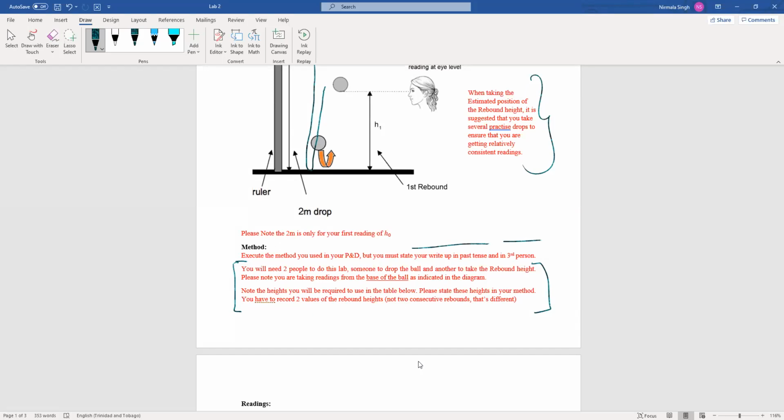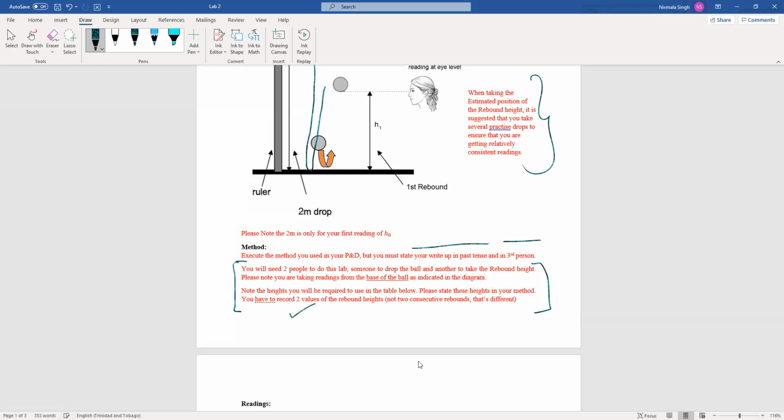So you will need 2 people to do this lab: someone to drop the ball and another to take the rebound height. I do suggest you have your friend or your mom or your dad or your cousin, whoever, doing the ball drop, and you are the one taking the reading of the rebound height. So have them drop it. They are the ones who are just dropping it from the initial height, and you are the one looking to see where it is bouncing to.